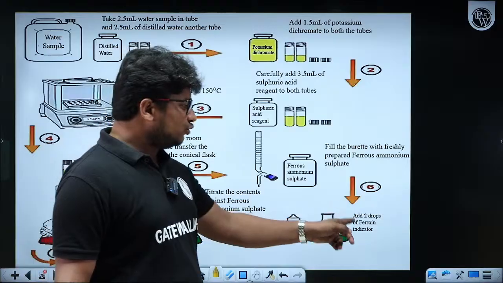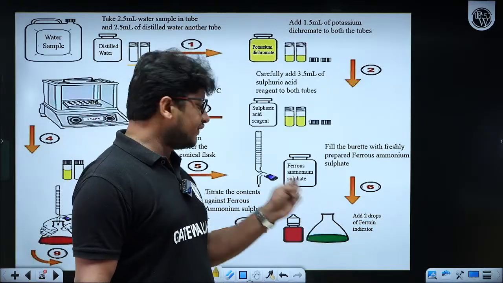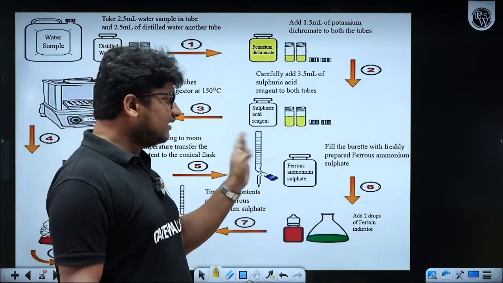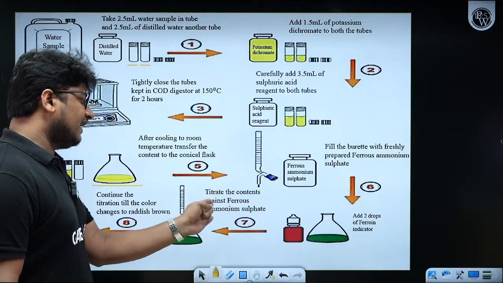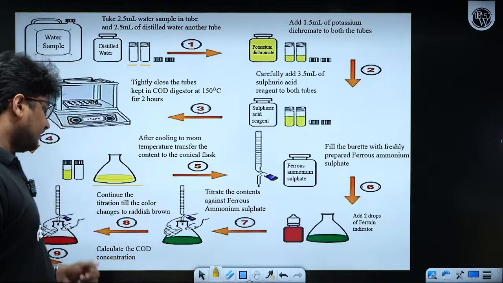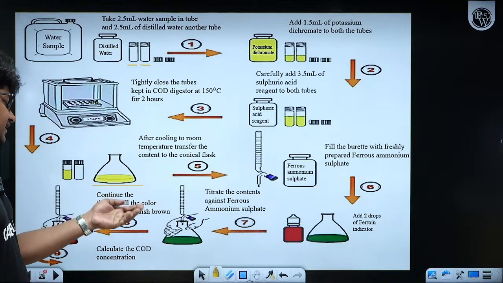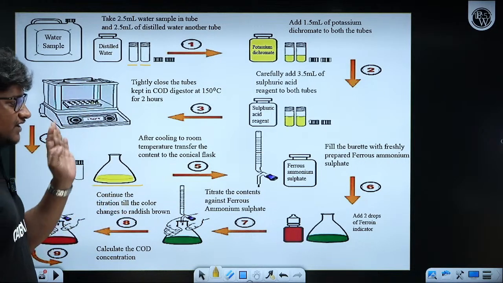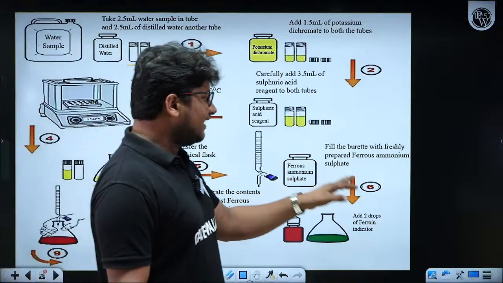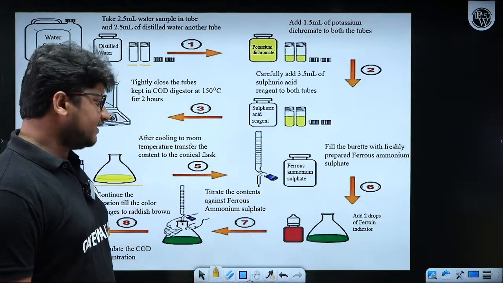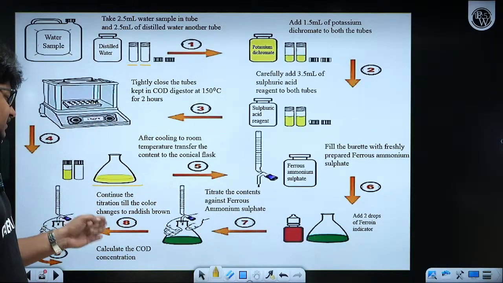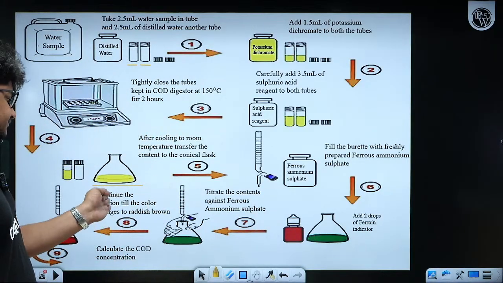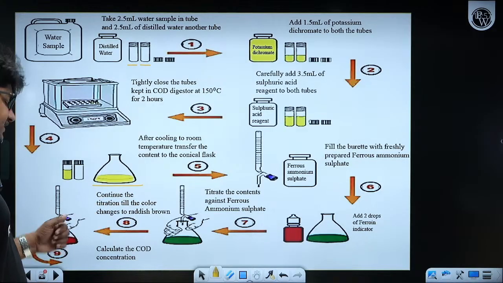So we are adding 2 drops of ferroin indicator before doing the titration process, before adding the titrant into the sample, and then titrate the content against ferrous ammonium sulfate. Continue the titration till the color changes to reddish brown. So once you add this ferroin indicator, you have to do the titration process till the color changes to reddish brown like this.